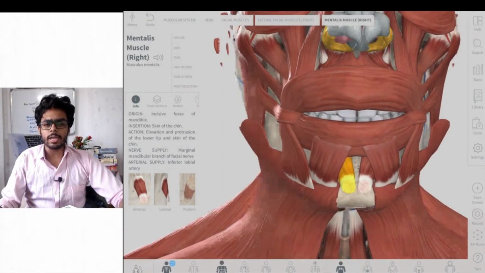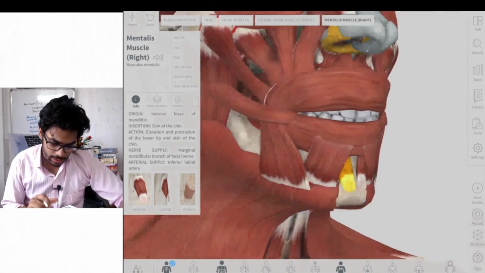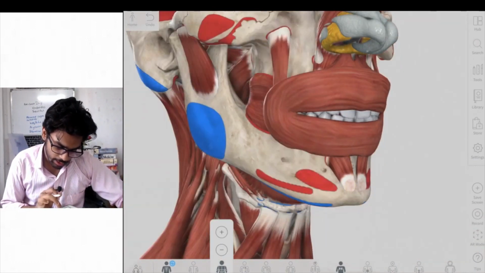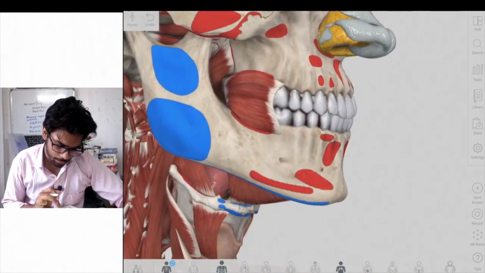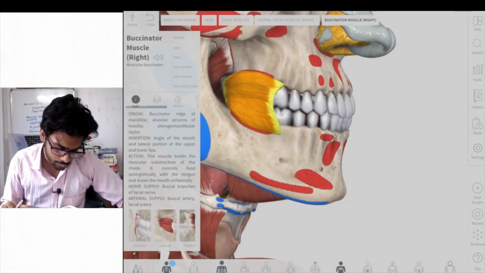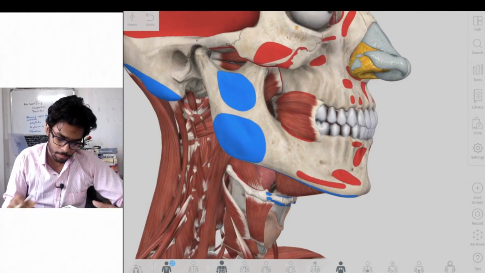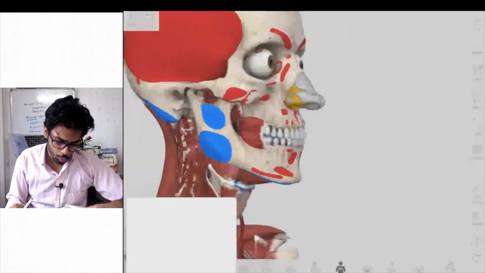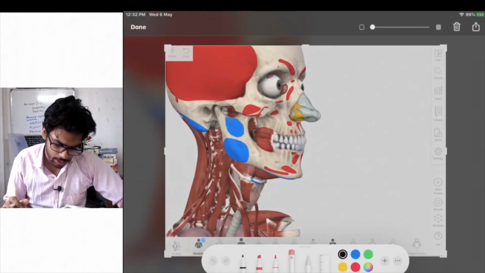and that is important for us, the buccinator muscle. Let me remove all these muscles. It is a little inside part. Can you see this muscle here? This is the buccinator muscle. Let me show you and give a little description about this buccinator muscle.